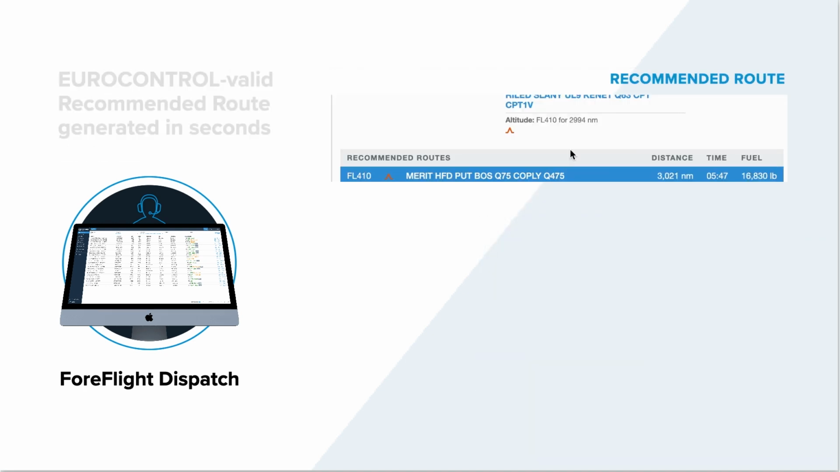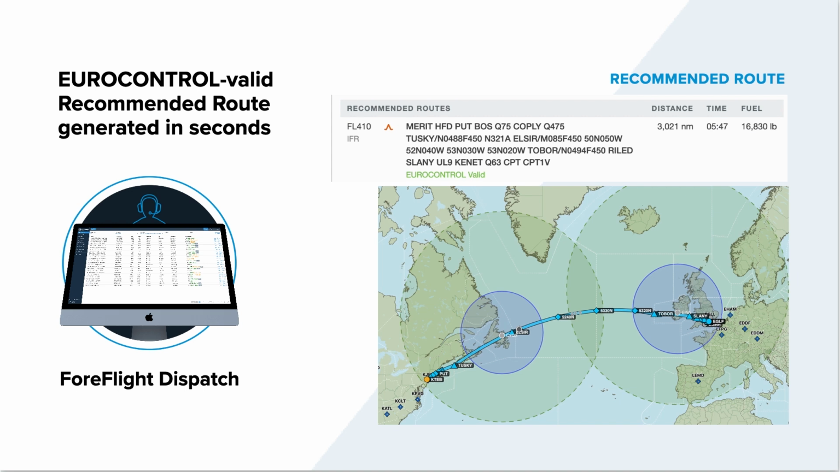Recommended Eurocontrol valid routes are generated in seconds. And you can see here that the orange icon indicates that moderate or greater turbulence is expected along our route. One of Dispatch's many route constraints allows you to easily avoid all of these routes and altitudes and only propose those routes with a smooth ride.